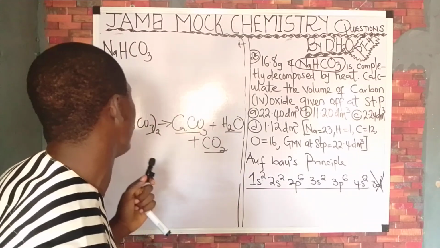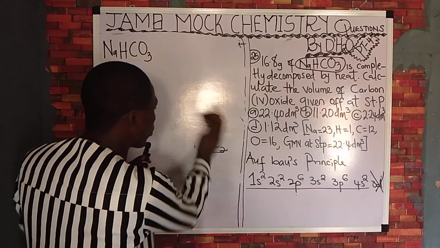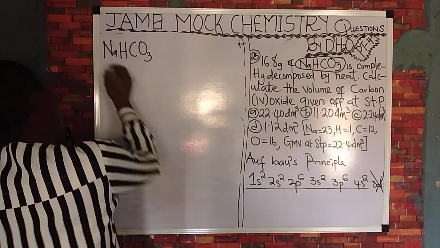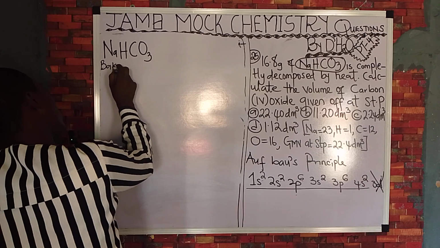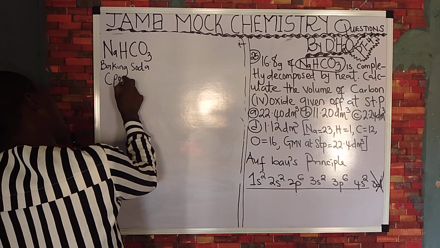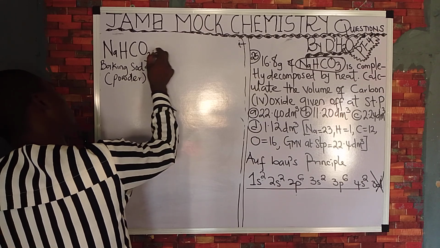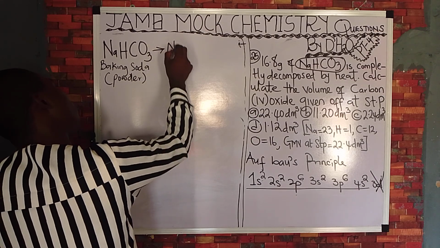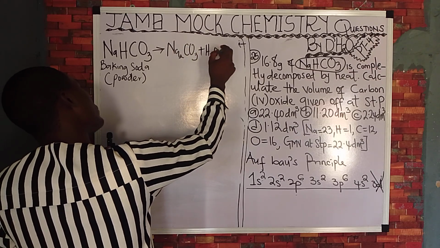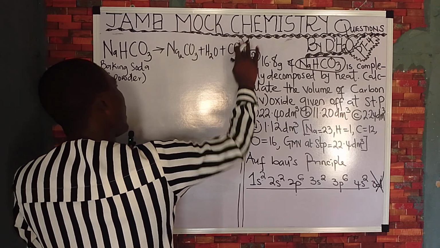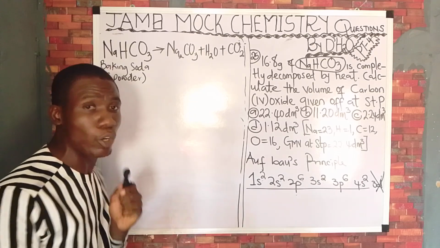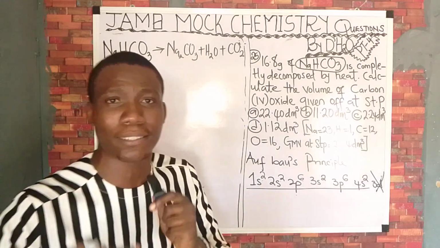So let us apply that principle in demystifying this question on the board. Okay? Sodium hydrogen trioxocarbonate(IV), also called baking soda or baking powder. If this compound decomposes, you are expected to have sodium carbonate plus H2O plus CO2. Now, after doing that, you must learn to balance your equation, otherwise you are going to spoil the solution. Now, let us balance this equation.